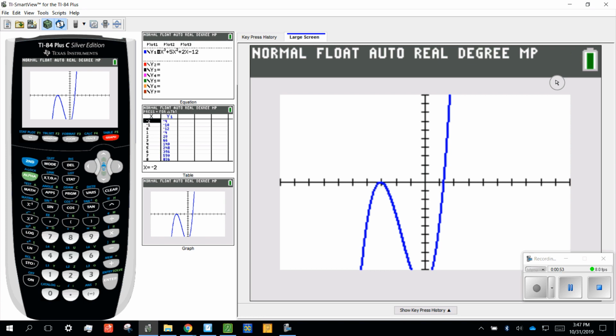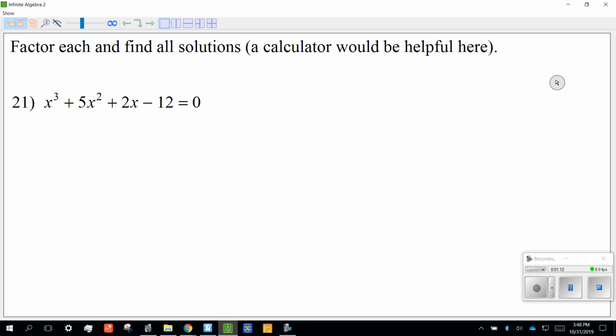To do that, I'm going to try to use the table. Oh, come on. It's at -3. My calculator will not respond, but it's at -3. So we know that we have a 0 at x equals -3.